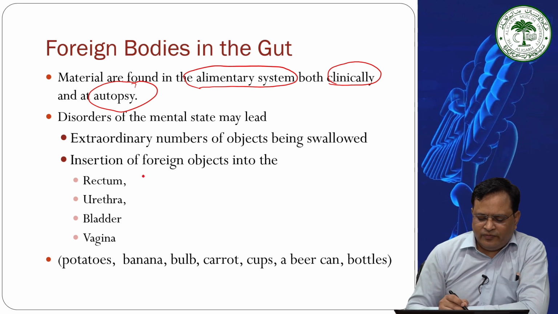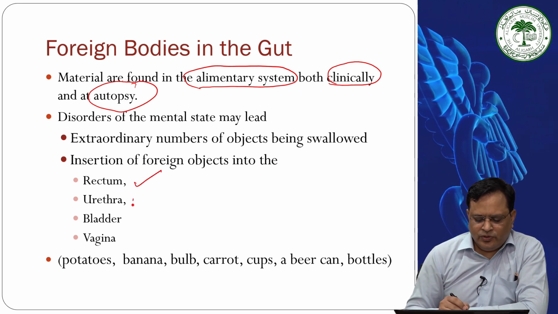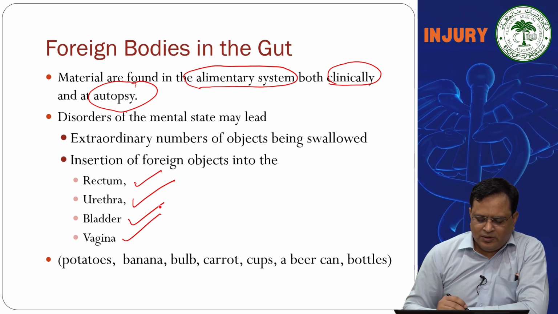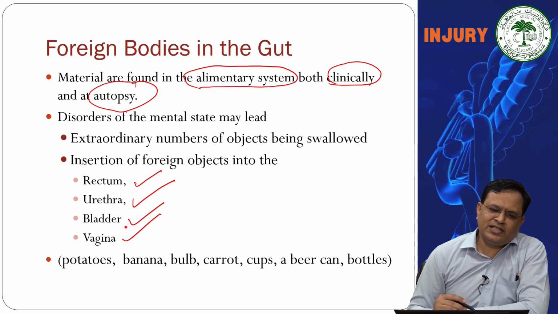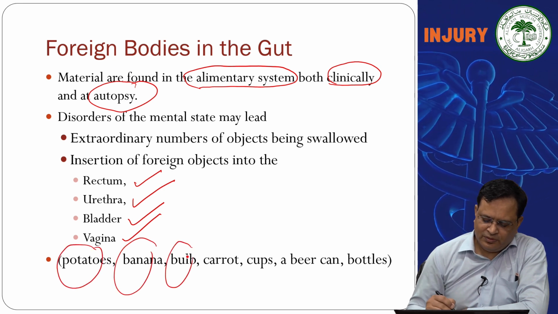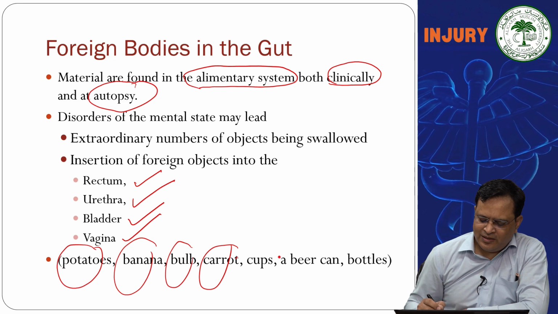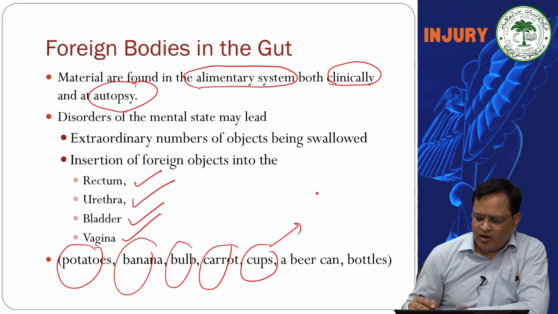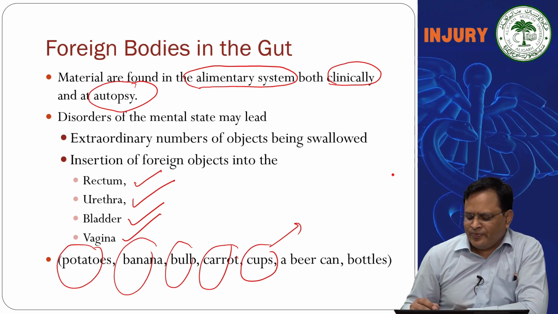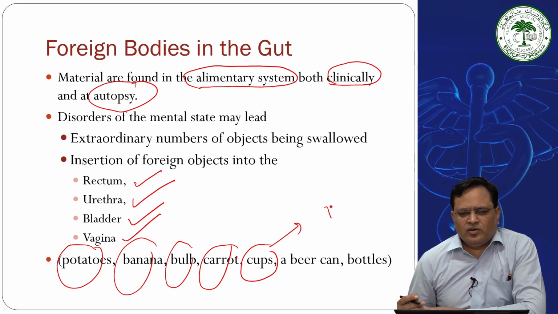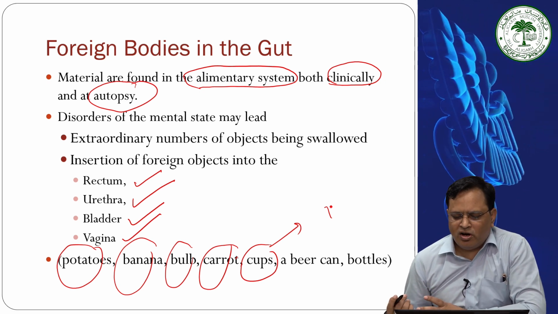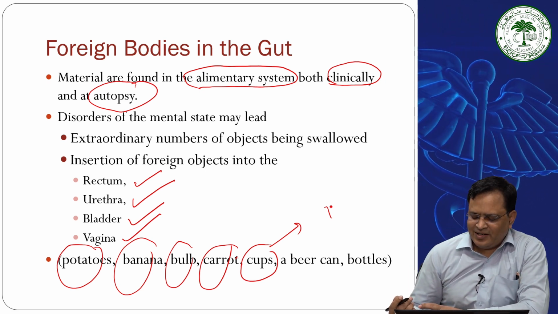Sometimes we can get foreign objects in the rectum, urethra, bladder, vagina. We have gone through extensive cases: potato, banana, bulb, carrots also. These are the cups we have discussed. We got one in Aligarh also, a cup inserted into the rectum. Deodorant bottle, one case was also reported here that a deodorant bottle was being inserted. Beer bottles are very common in western countries.